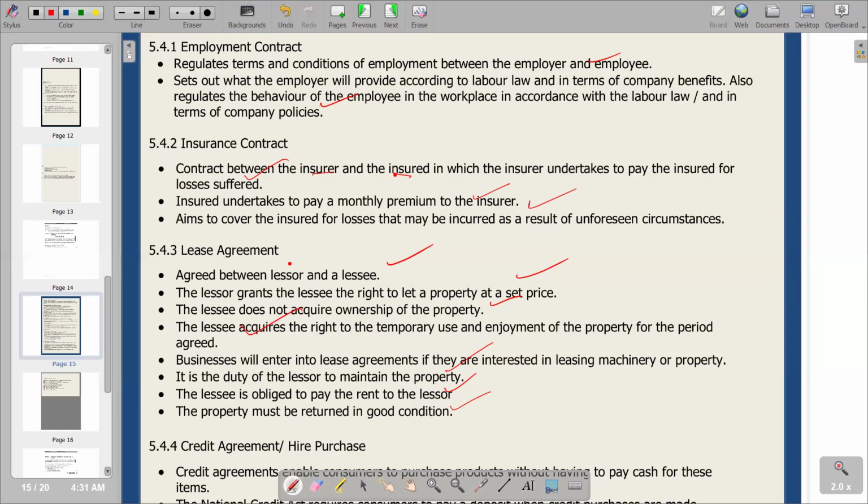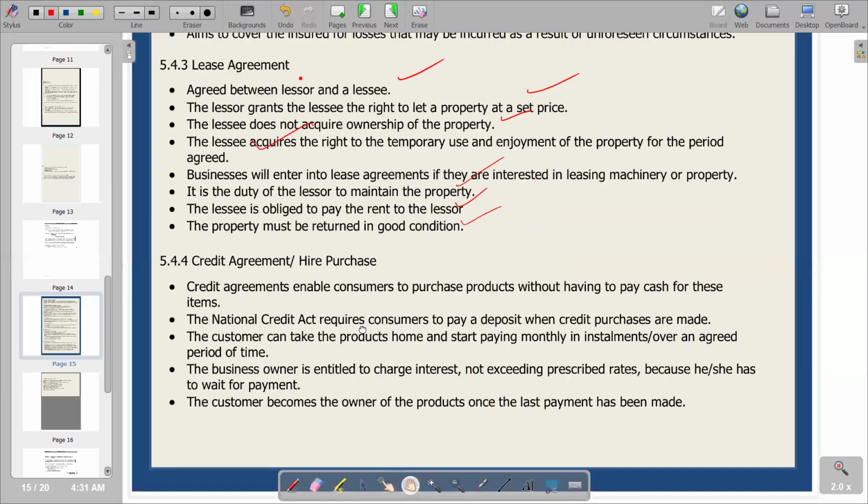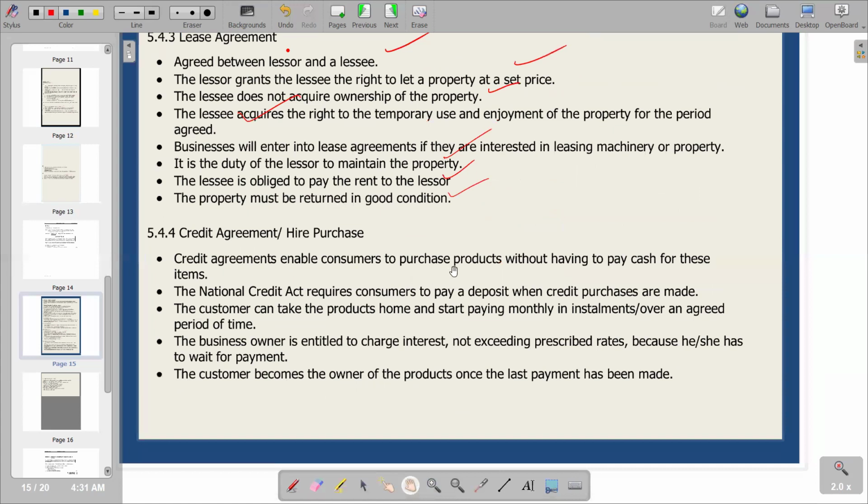Then lastly, we have the hire purchase, which is the credit agreement. It's also a contract. Credit agreements enable customers to purchase products without having to pay cash for these items. Obviously, you are going to make some installments in terms of your payments. The National Credit Act requires consumers to pay a deposit when credit purchases are made. Then the customer can take the products home and start paying monthly installments over an agreed period of time. The business owner is entitled to charge interest not exceeding prescribed rates because he or she has to wait for payment. The customer becomes the owner of the products once the last payment has been made.